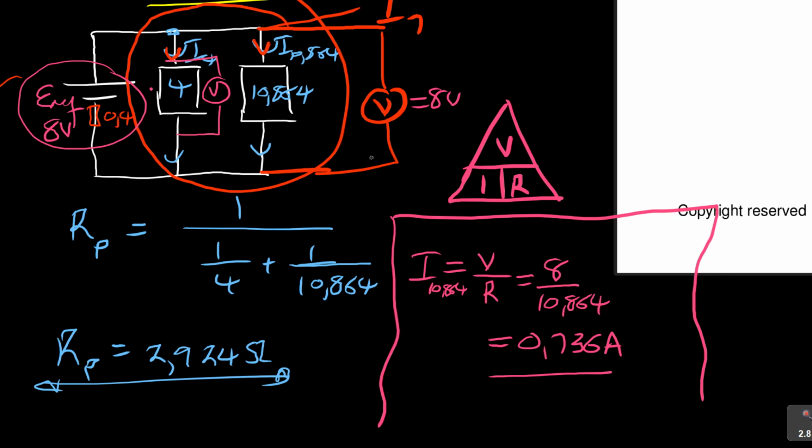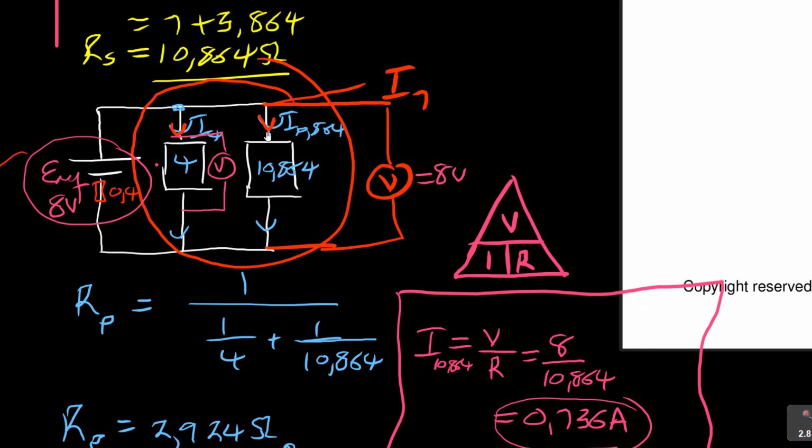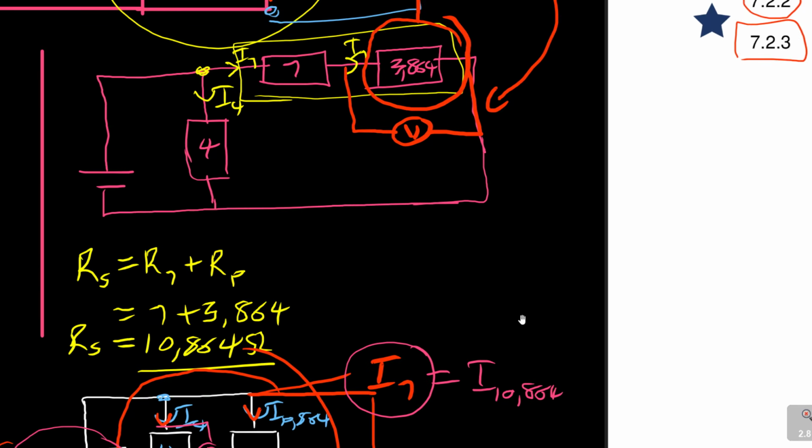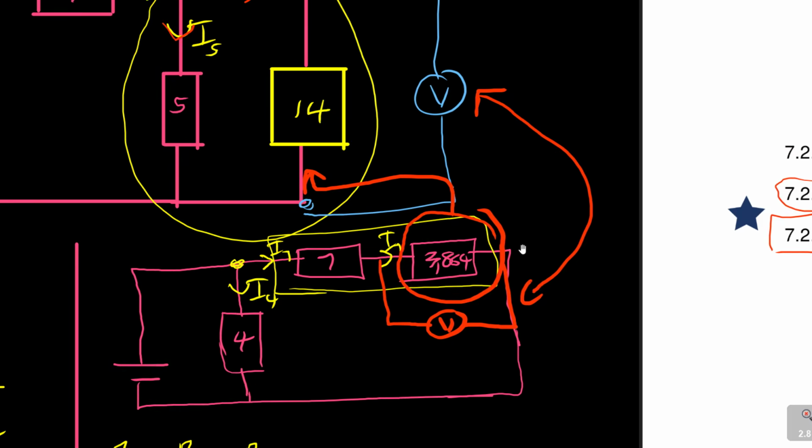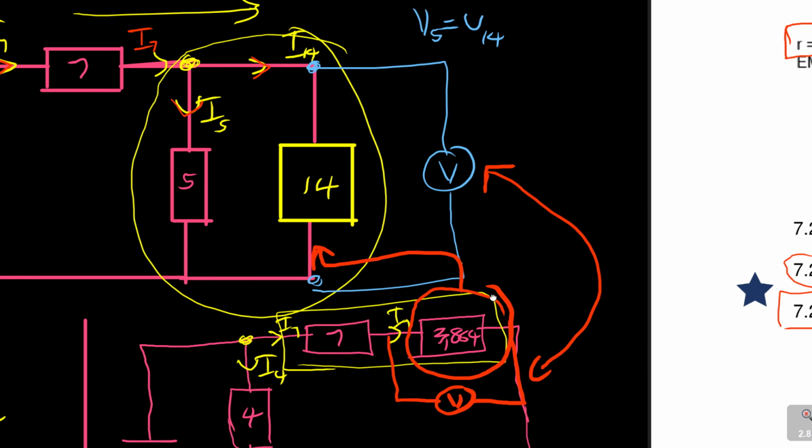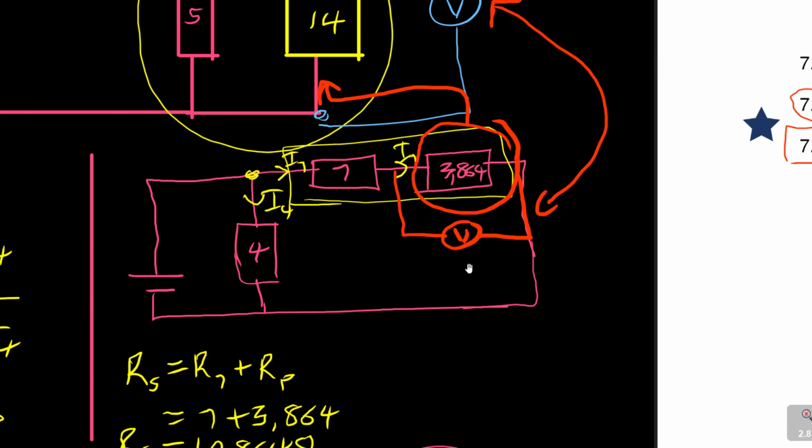So they share the same EMF. After that, I will know the current. I'm working backwards now. This 0.736, I work backwards and say I10 is the same as I7, the same as I10,864. So if we go to that I7, in the second part of the diagram, there is I7.